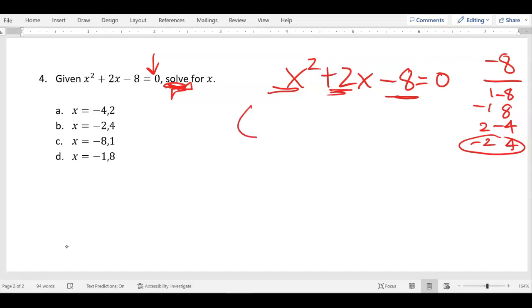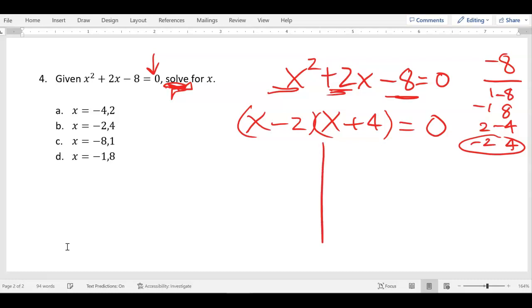So I'm going to break this into 2 parentheses, equal to 0. Got x in the beginning, and I got minus 2 and plus 4 here. Now that I have it factored, I'm not done. When I have to solve, I need to make sure I set each of these parentheses equal to 0. So I'm going to write the x minus 2 parentheses equals 0, and then the x plus 4 parentheses equal to 0.